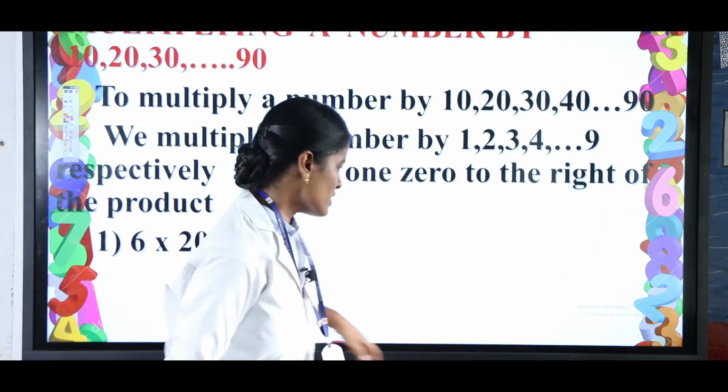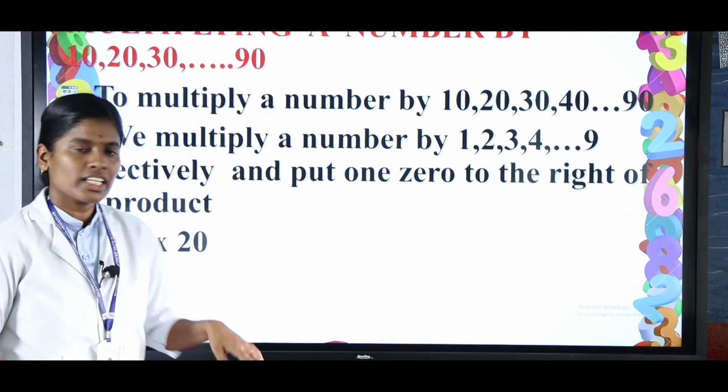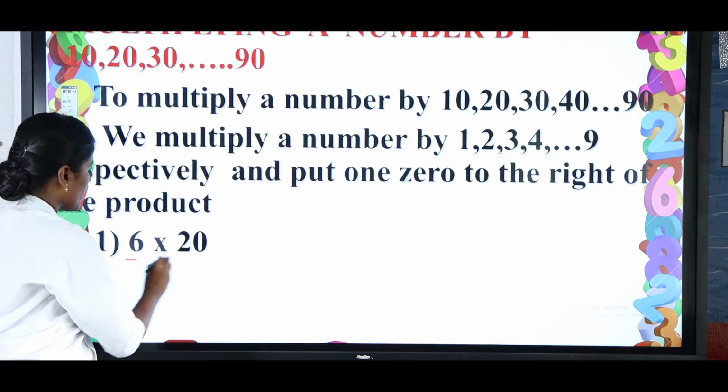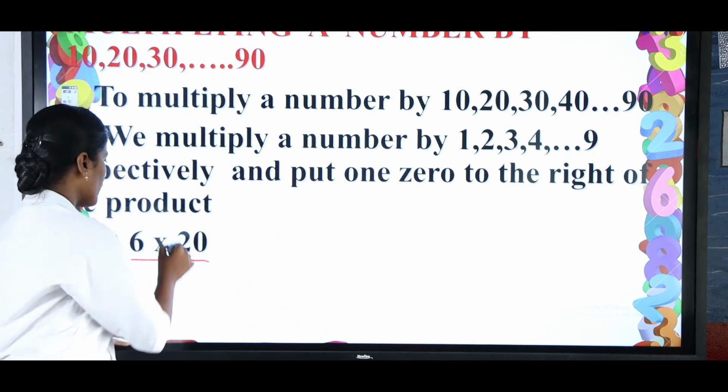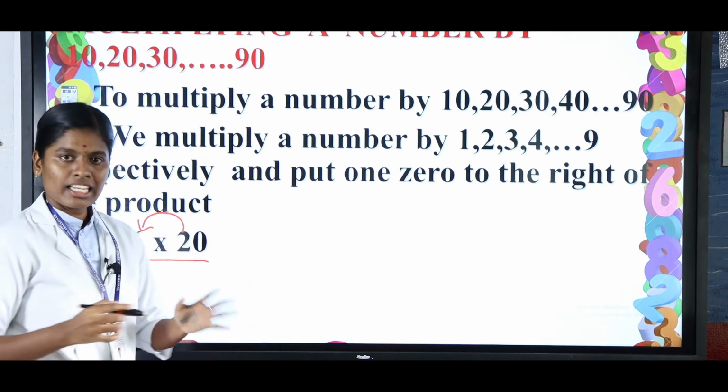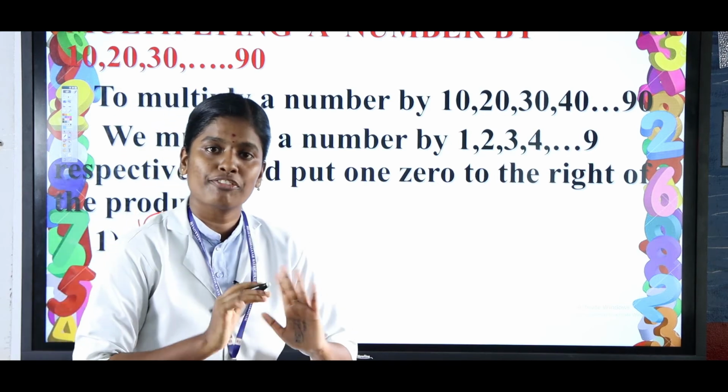The first example is 6 multiplied by 20. Now we are going to take the numbers alone. Take 2 and multiply by 6. And finally insert a 0 to the right side of the product.